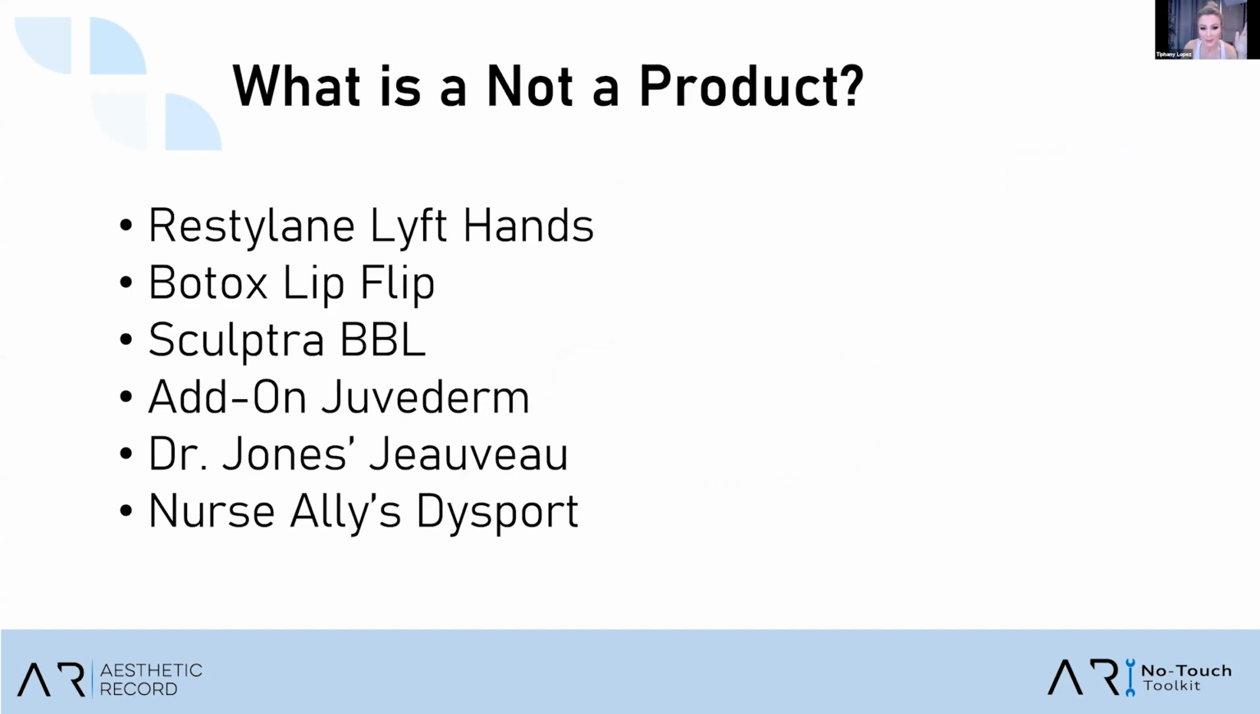Indications are not products. So rest and lift hands, it's just rest and lift that we're using for hands, or a Botox lip flip. A lip flip has nothing to do with it. It's just Botox being used in a different way. Things like a Sculptra BBL, or if you're going to do add-ons, we'll talk about that in a minute as well, or different prices for different injectors.